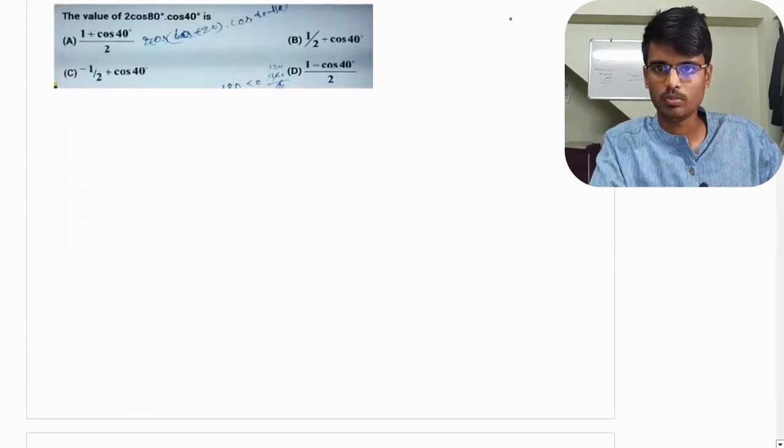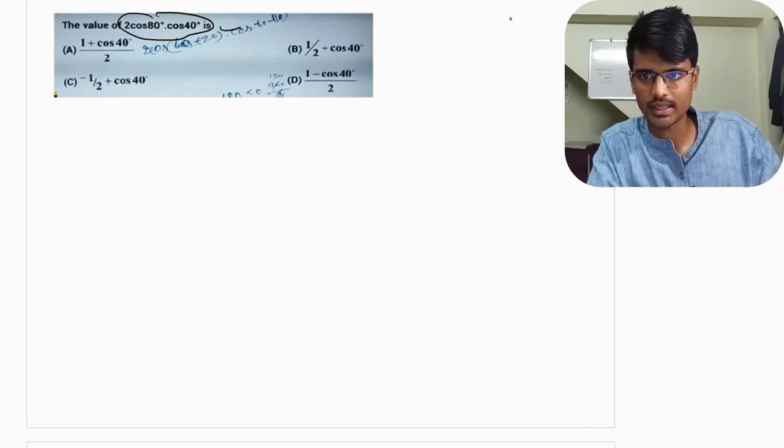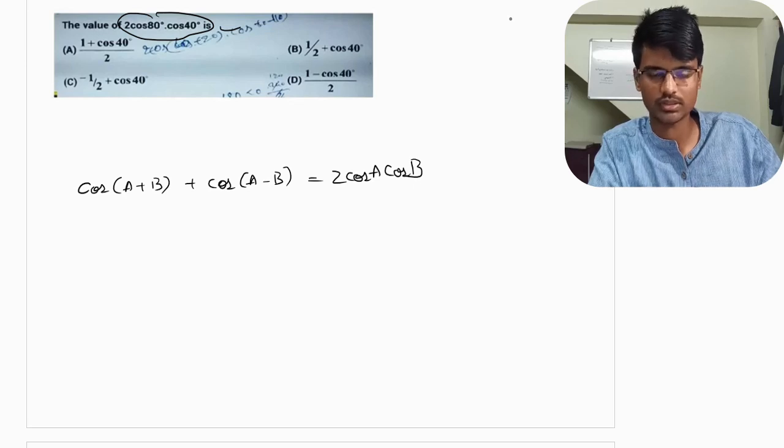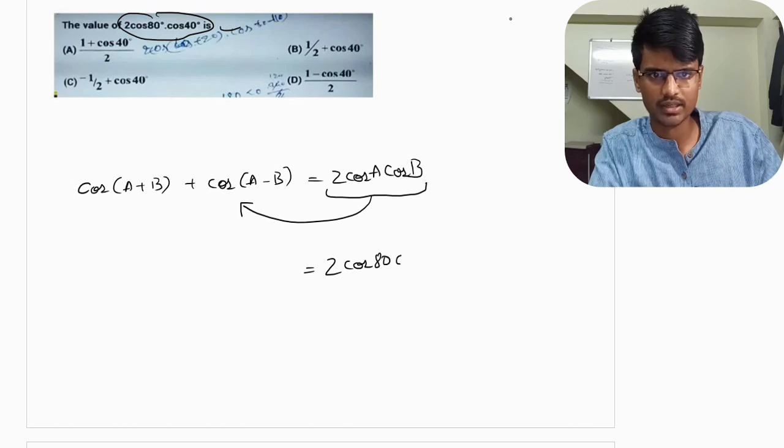Okay, moving on. Yeah, this is an interesting question. A similar question you can expect. 2 cos 80 cos 40 is. So we have learned this thing, right? Cos of a plus b plus cos of a minus b is equal to 2 cos a cos b. Okay, this I have discussed in my session. So they have given us this. So we have to write it in terms of this. Okay, let's do that. So we have been given 2 cos of 80 and cos of 40. So simple, right? Cos of 80 plus cos 40.